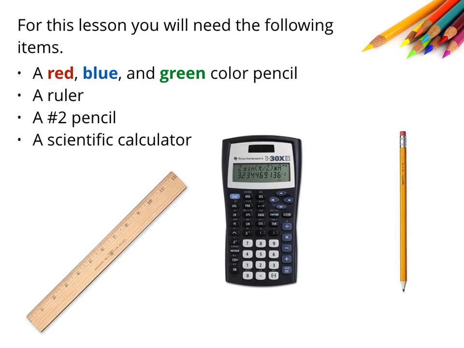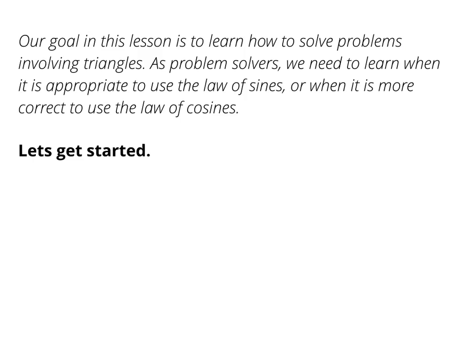Now for this lesson you're going to need the following items: a red, blue, and green colored pencil, a ruler, a number 2 pencil, and a scientific calculator. If you need time to collect any of these items, go ahead and pause the video now.